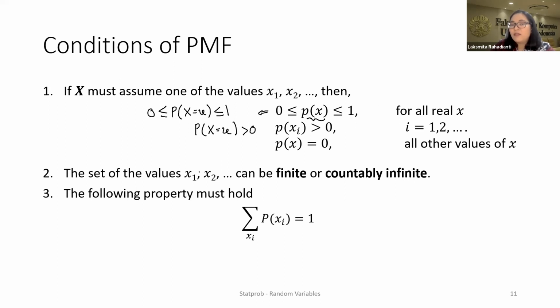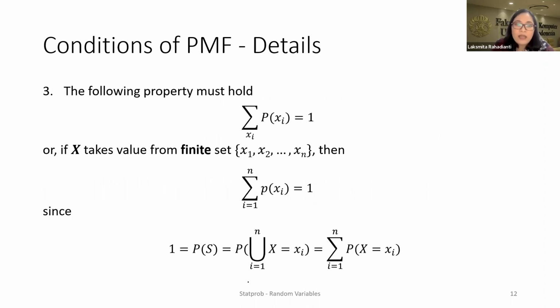The set of possible values, this is the small x, which is the possible values of the random variable, can be finite or countably infinite. And the following property must hold: the sum of all probabilities that are valid, so this one here, must be equal to 1. This is a probability property that has to hold. And this is just the detail of the third one, right? It holds due to the sum of the unions of each possible value.